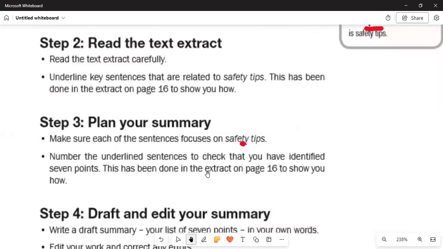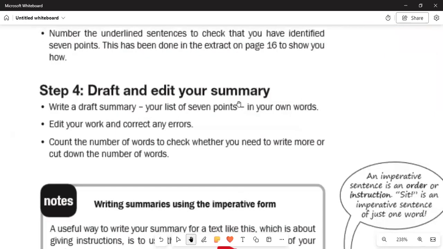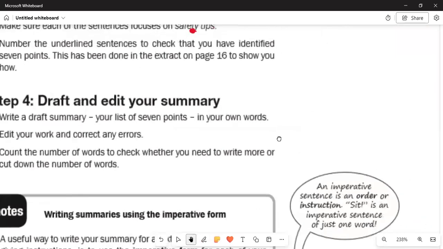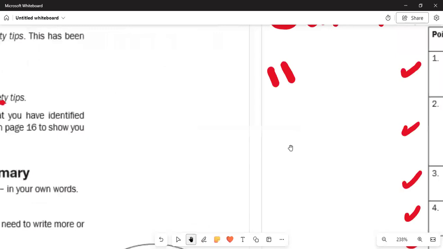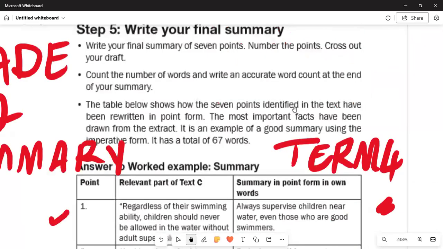Write a draft summary of 7 points, your list of 7 points. They must be in your own words before you can submit your summary in writing. Okay, and then this is an example now of how a summary can be written. This is the worked out example of the summary. This is the final summary. You can see that it has 7 points, as I've told you. Number 2, these points are numbered, and at the end of the summary it has a total number of 67 words.